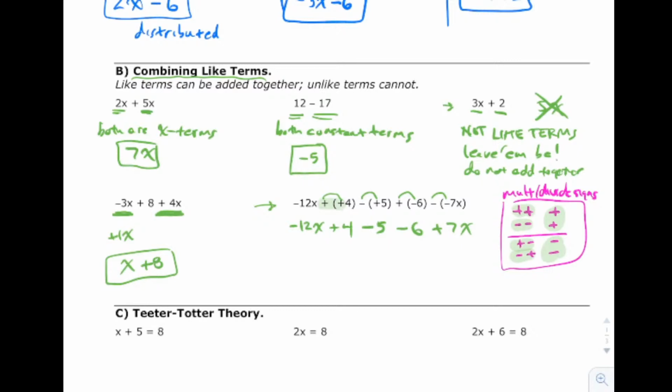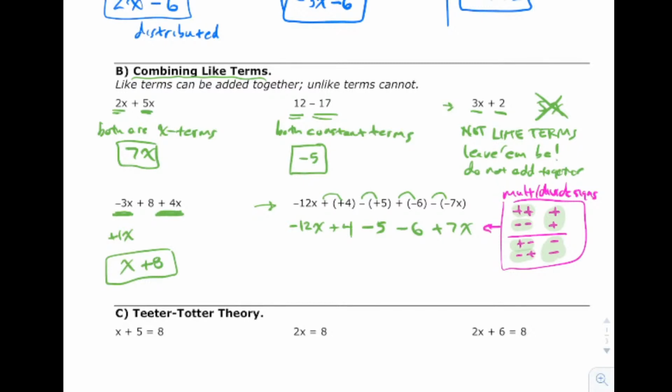Plus plus, same sign, I got a plus. Minus plus, different signs, I got a minus. Plus minus, different signs, I got a minus. Minus minus, same signs, I got a plus. Now, try to get some of the smudges out. Okay, so that's what I did.